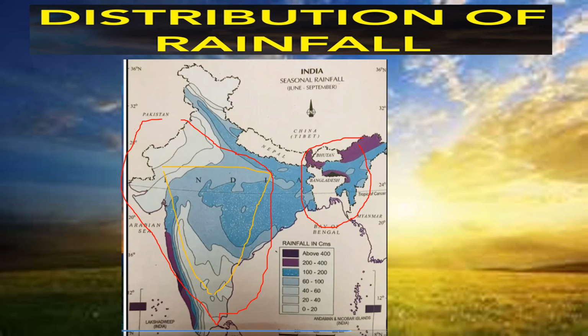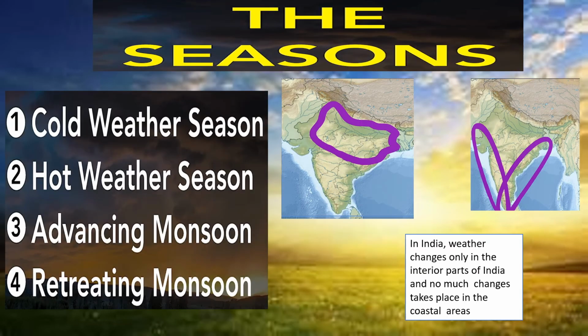Snowfall is found in the Himalayan region. So from this we can understand that rainfall is not same throughout India. But let me also tell you, this rainfall also unites India as one country. How does it do so, we will see in the coming slides. Before we go into the unification of monsoon, or how does the rainfall unite India as one, let's have a look at the seasons in India.